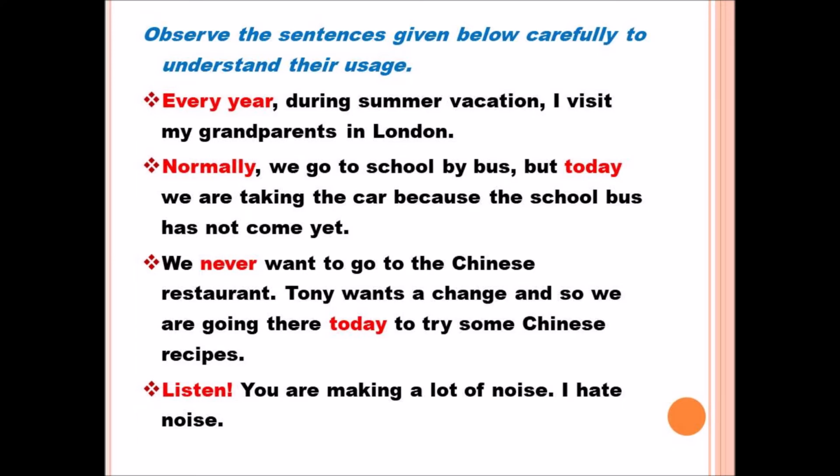Last sentence. Listen, you are making a lot of noise. I hate noise. So at that time somebody is saying this. So listen is a keyword for present continuous tense. So they have used are making. Are is a be form of verb which is used for you and for plural forms. So are making. Make is the verb plus ing. Making. Are making a lot of noise.